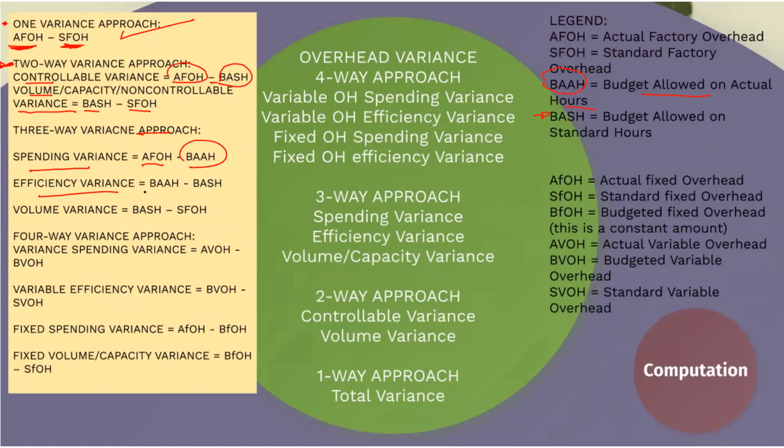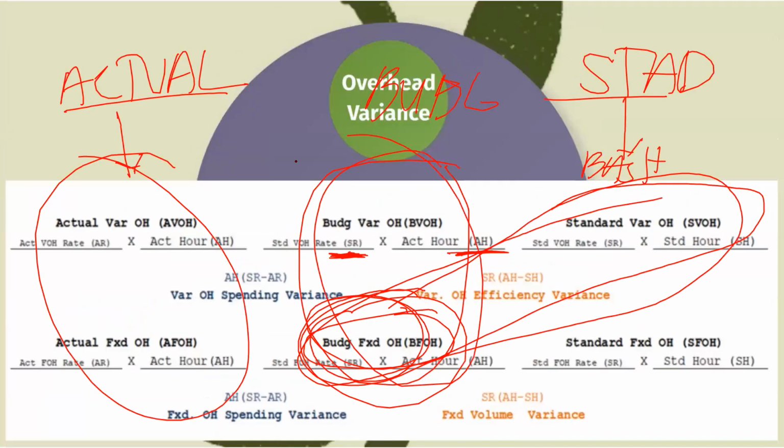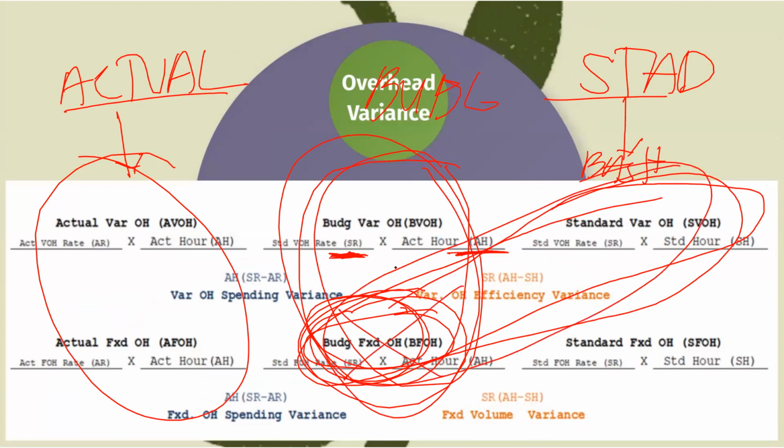It is simply your BAA less BASH. Okay? Or BAA less BASH. What's BAA? BAA is this one. What is BASH? This one. Technically, you will cross this out. You are simply differentiating the budgeted variable overhead variance and the standard variable overhead variance.